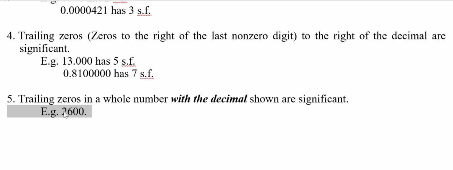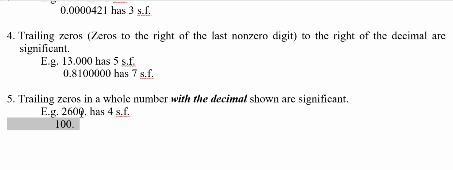Take this example. We have 2600. This number has a decimal point here. So the presence of this decimal point makes these two zeros significant. And that means this number has 1, 2, 3, 4 significant figures.